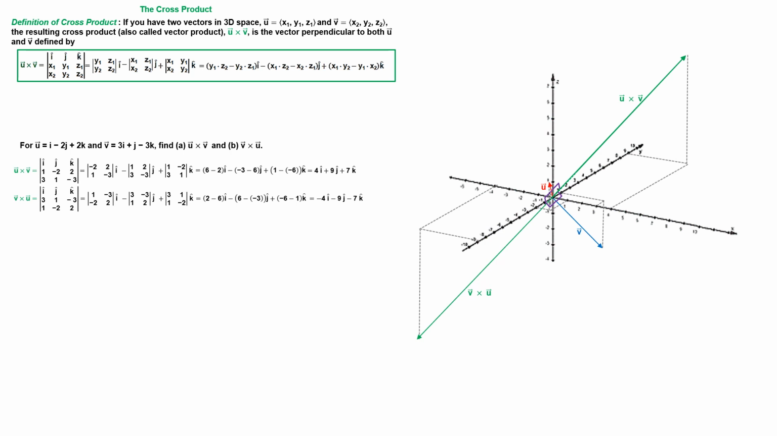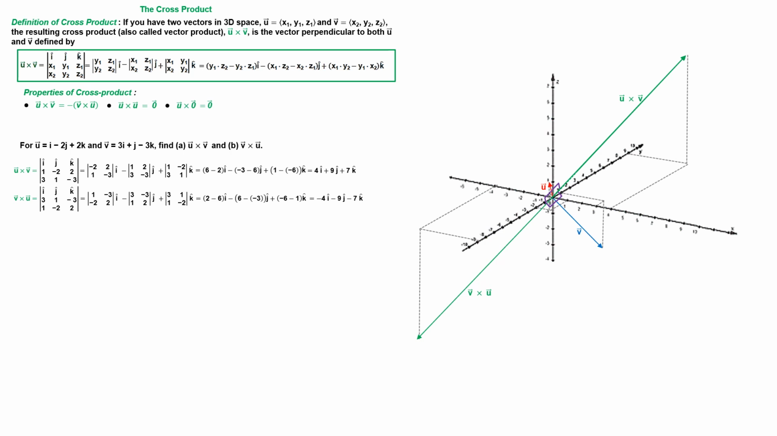When comparing the vectors u cross v and v cross u, it is evident that they have equal length but opposite directions. This is a fundamental property of the cross product, and it highlights the fact that the cross product is not commutative. We summarize some of the basic algebraic properties of the cross product as follows.